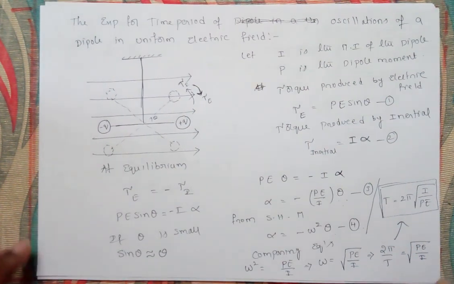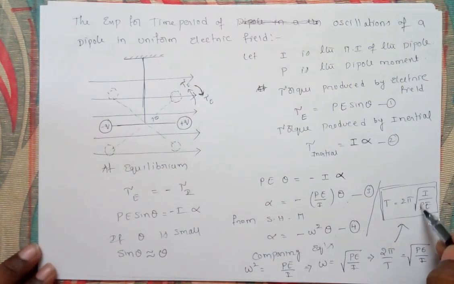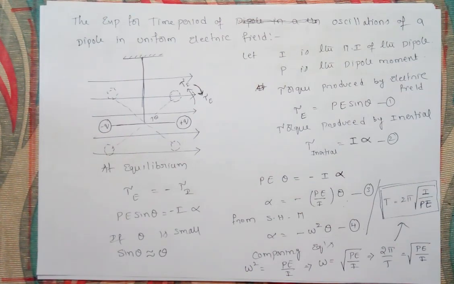Where I is the moment of inertia, P is the dipole moment, and E is the electric field intensity. Remember this. Okay, so next we will continue with continuous charge distribution in the next session.